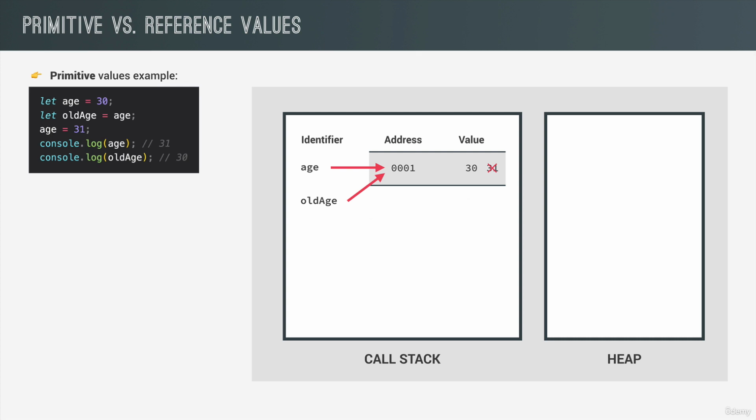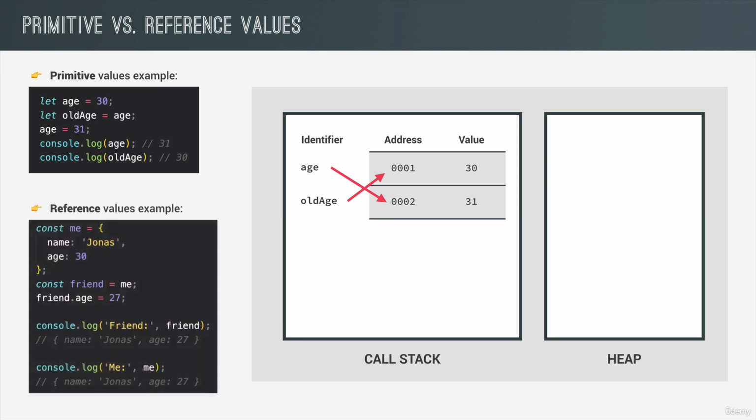So instead, what's going to happen here is that a new piece of memory is allocated, so is created, and the age identifier now simply points to the new address, which is holding the new value of 31. All right, and that's why when we log both our variables to the console in the end, they both return exactly the values that we expect.